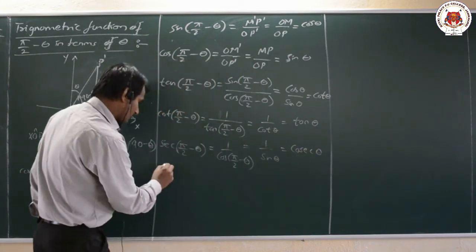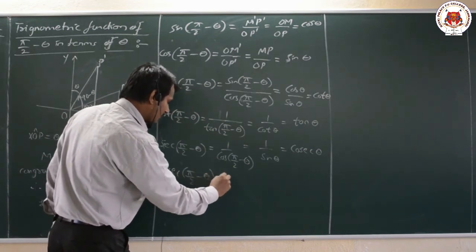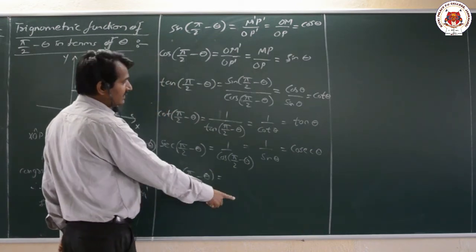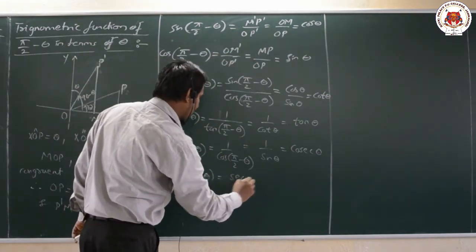At last, solving cosecant of pi by 2 minus theta, what is the value we get here? 1 divided by sin of pi by 2 minus theta, that is 1 by cos, the value will be secant theta.